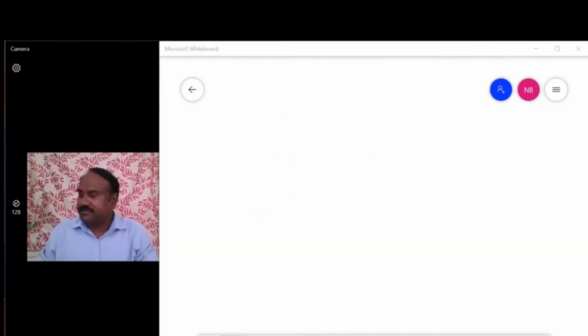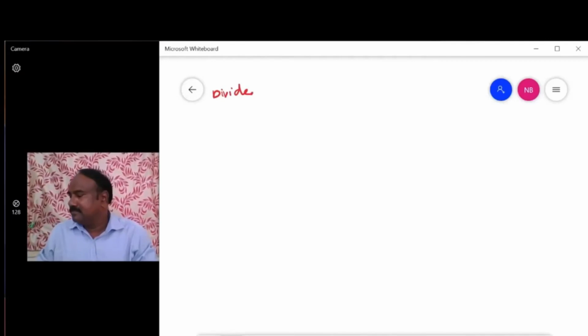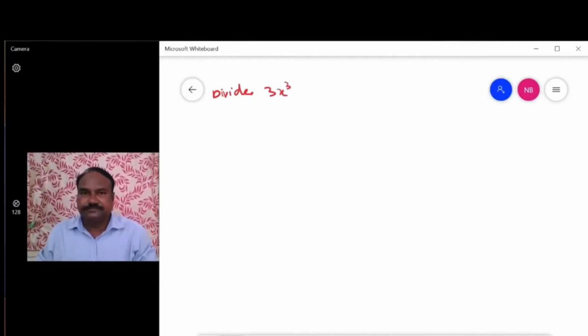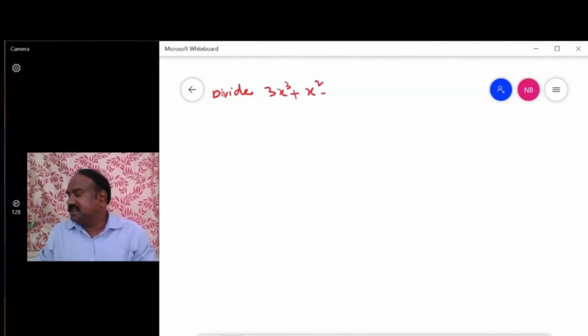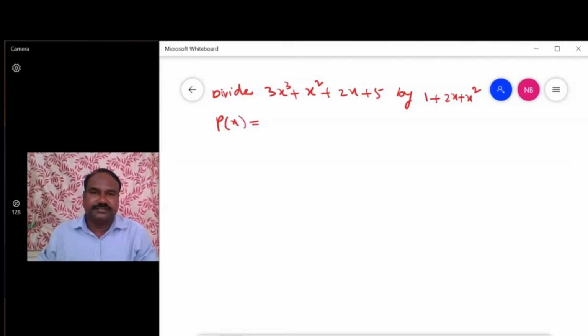Now another example from your textbook: divide 3x cube plus x square plus 2x plus 5 by 1 plus 2x plus x square. Here p of x is equal to, let us write in order, same as it is there in descending order, so no need to change it, 3x cube plus x square plus 2x plus 5.